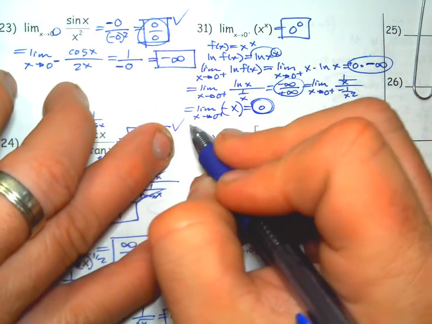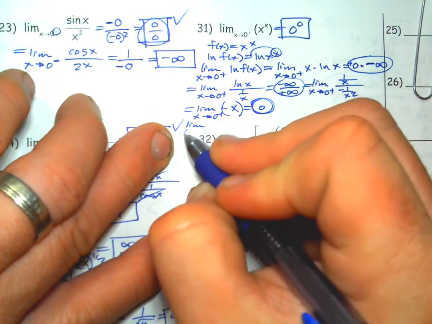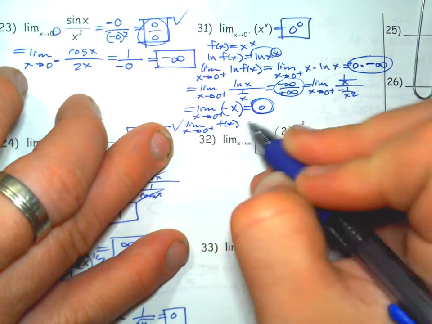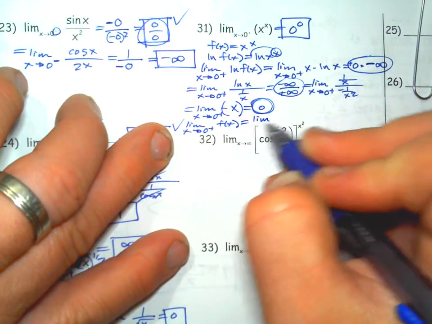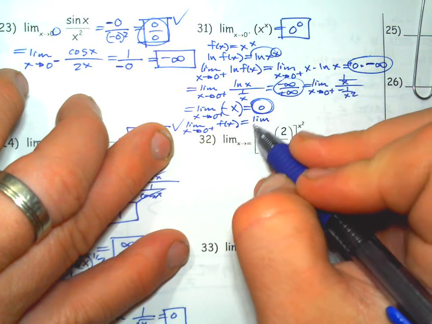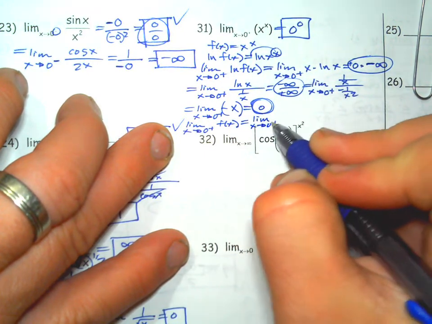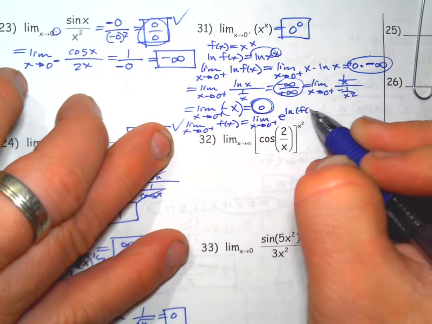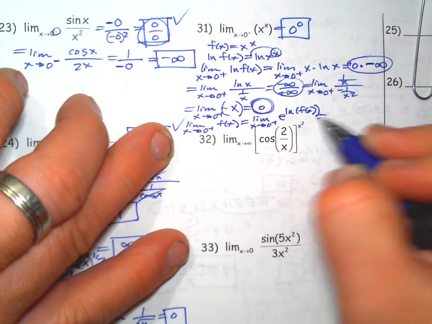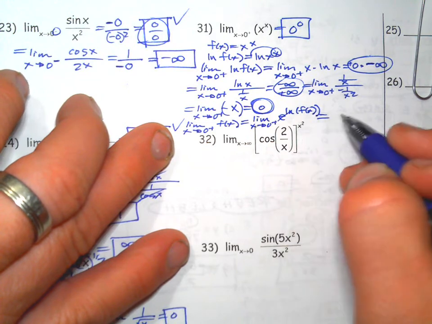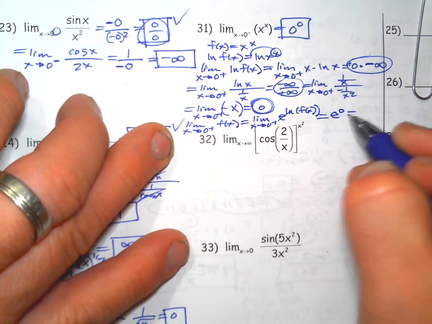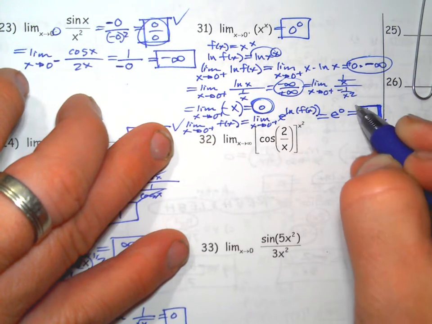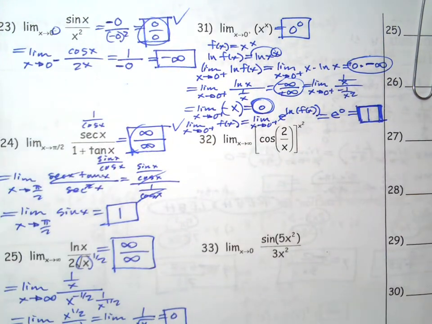But you need to re-exponentiate. So the limit as x goes to 0 plus of the original function, that's not what we just found. We found the natural log of the function. So we're going to use that and re-exponentiate it. So it's going to be e to the 0. Final answer is 1. Don't forget to re-exponentiate those ones that we use that natural log trick on, okay?